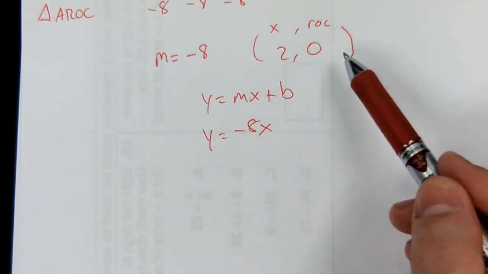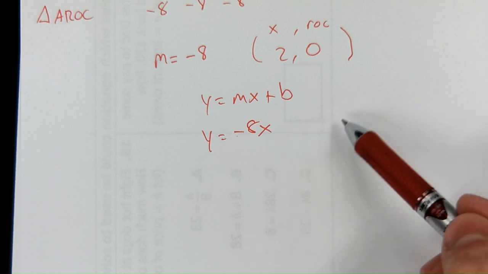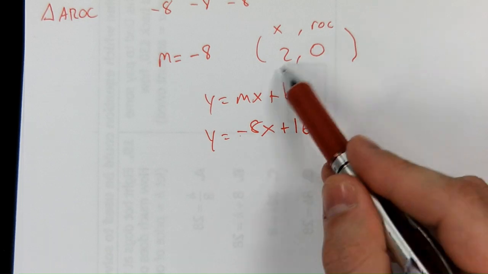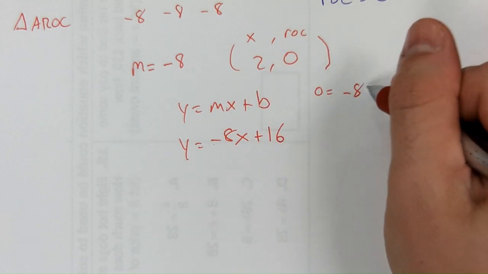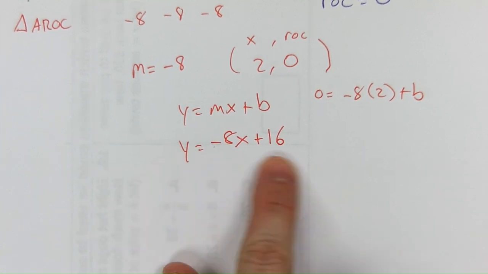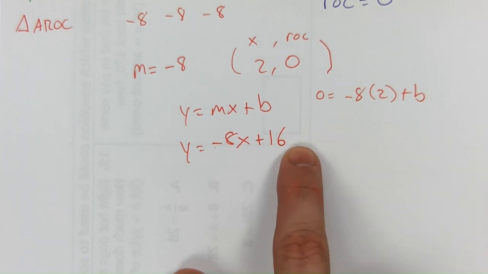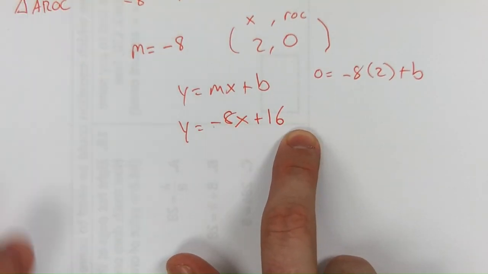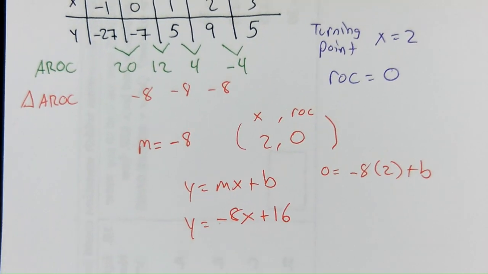Plugging in 2 had better get me a 0. So negative 16 plus b is 0. I plugged in this x and y. And that's how I got that b was positive 16. What this does for us is it will give us the instantaneous rate of change at any x value we want. So at x equals 1, you'd have an instantaneous rate of change of positive 8. There. So that was what I was talking about, finding the rate of change function.